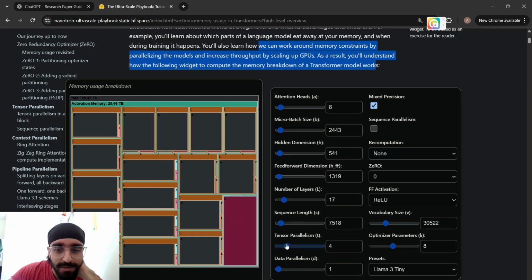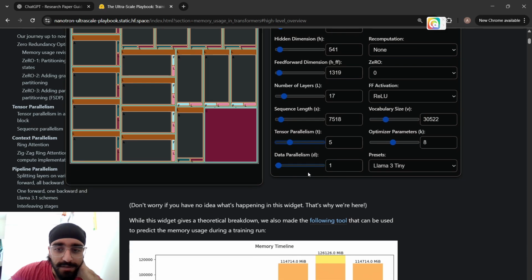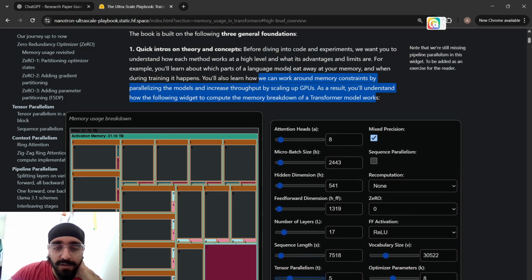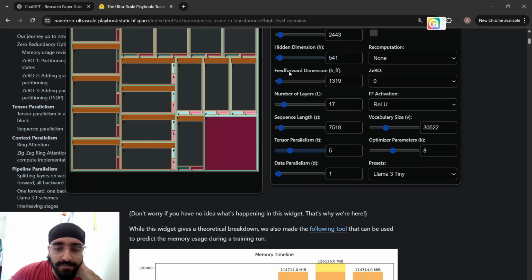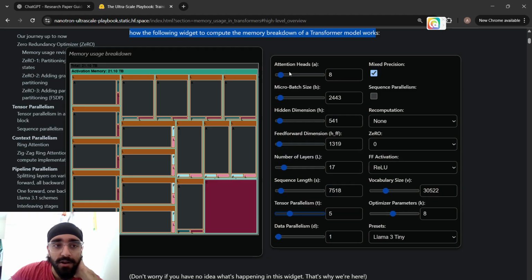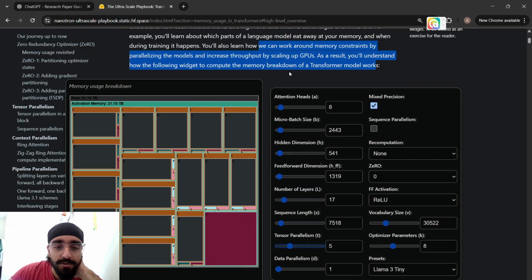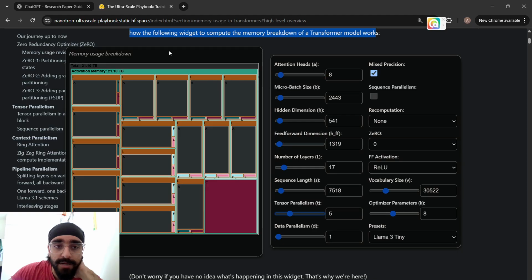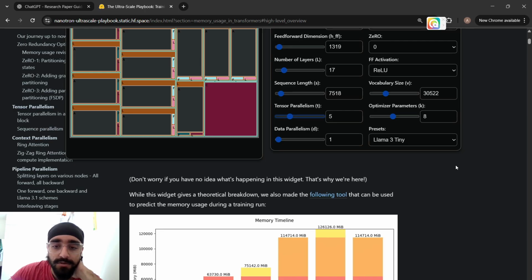Okay, I mean we can play around with this, but it doesn't have any meaning for us right now. Let's go through the blog, understand how we can calculate by hand the activation memory and the total memory, the memory taken by parameters, the memory taken by the gradients, and the memory taken by the optimizer. Let's go through all of that, and then we'll have a better understanding of this. This is a nice widget, but doesn't mean anything to us now.